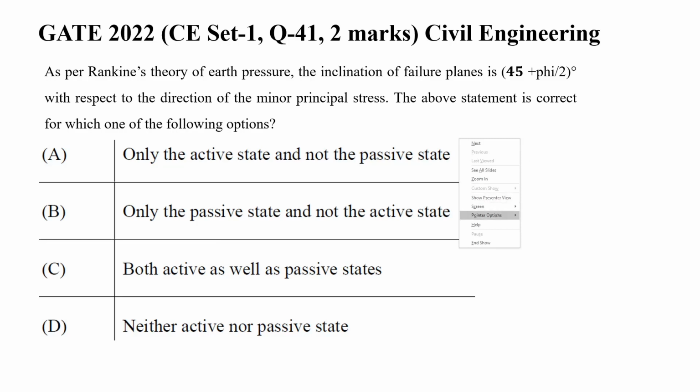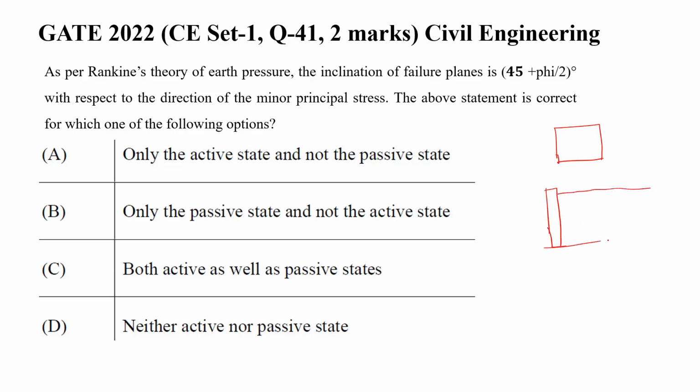Okay, so here it is asked about the failure plane. Suppose you take any sample of soil behind the retaining wall. If this is the retaining wall and this is the soil, the soil fails about a plane. So in the soil sample also, if you take an element, it fails about a plane. Now, suppose this is the minor principal stress direction, that means like this.